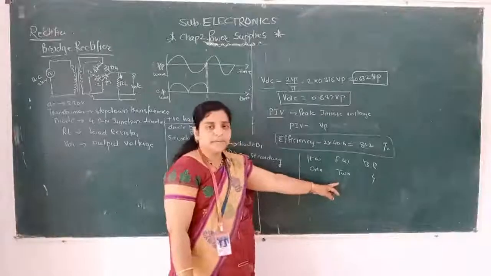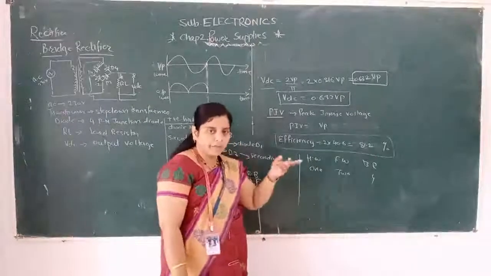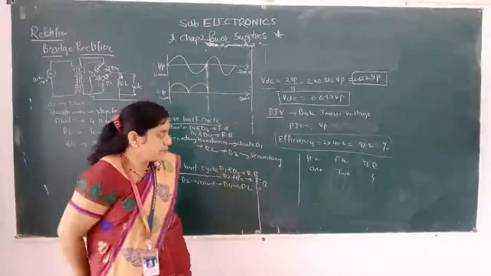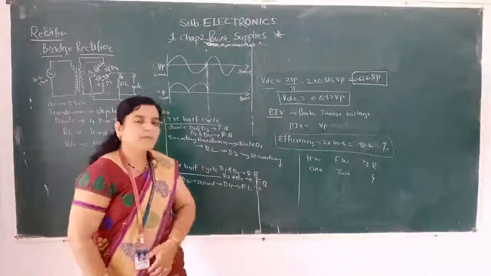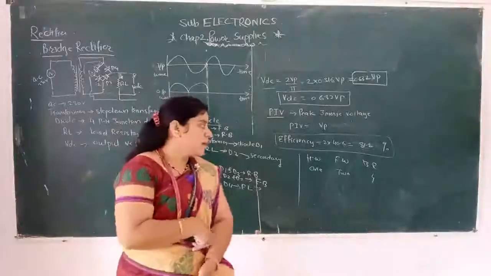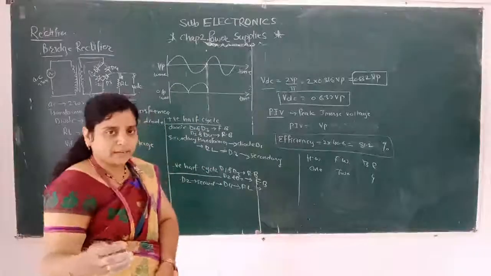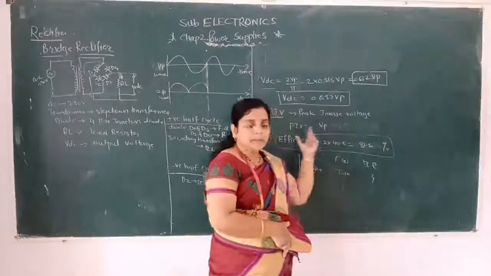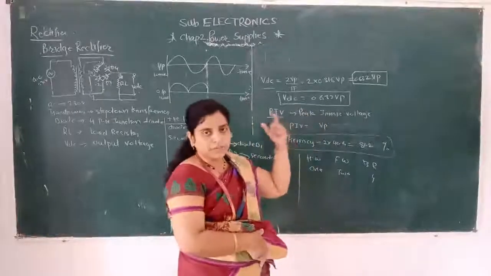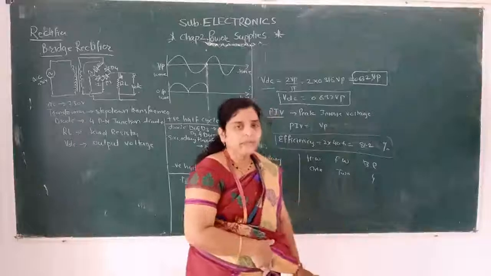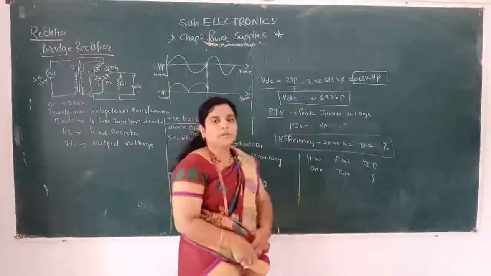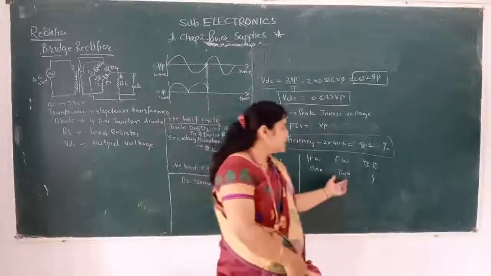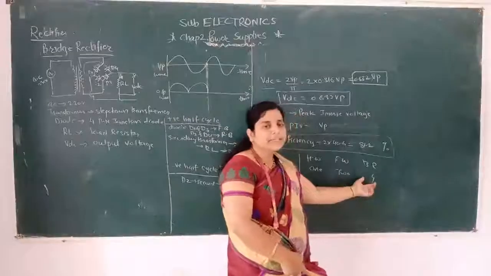So in the full wave rectifier what happened? These are 2 half wave rectifiers. What happens in the full wave rectifier? Two half waves are rectified. Therefore, it is called a full wave rectifier. There are two diodes, D1 and D2. If D1 is forward biased, D2 will be reverse biased, and if D2 is forward biased, D1 will be reverse biased. Exactly the same method in the bridge rectifier.